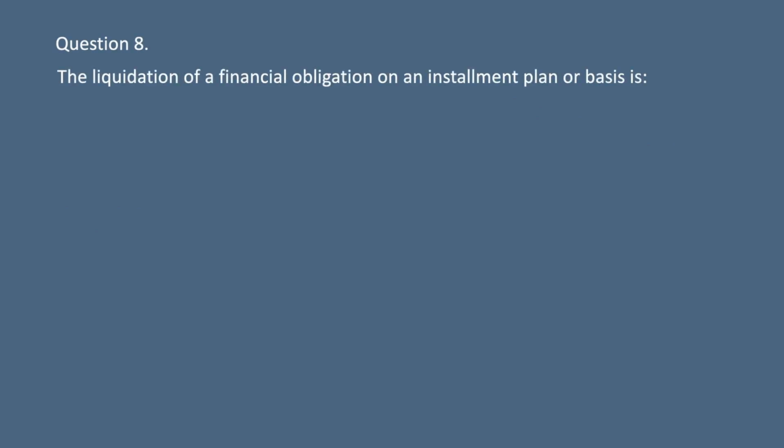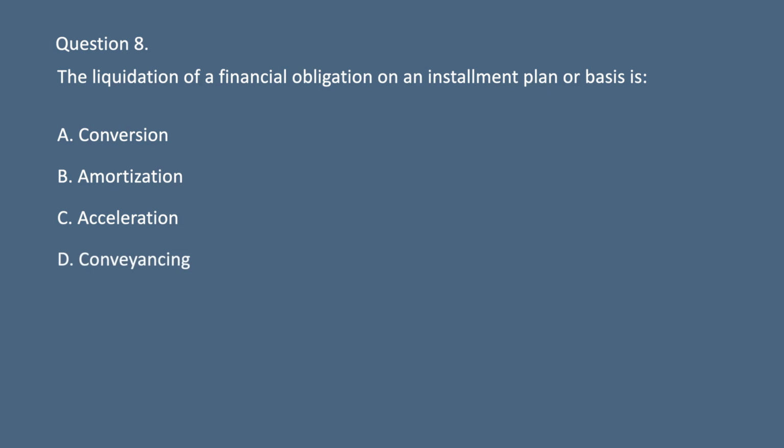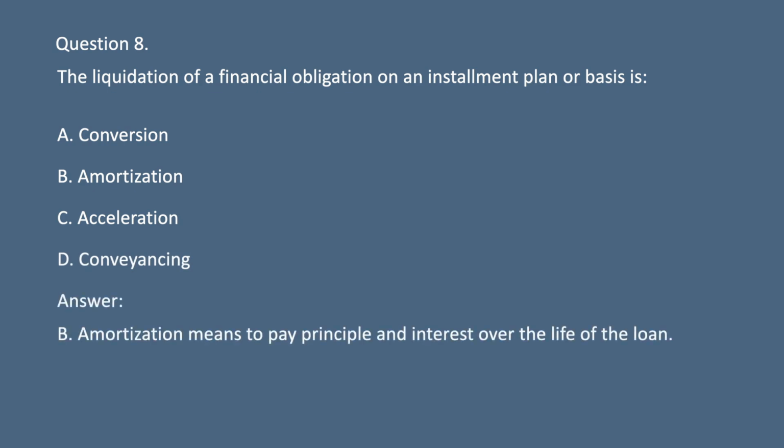Question 8. The liquidation of a financial obligation on an installment plan or basis is A. Conversion. B. Amortization. C. Acceleration. D. Conveyancing. Answer. B. Amortization means to pay principal and interest over the life of the loan.